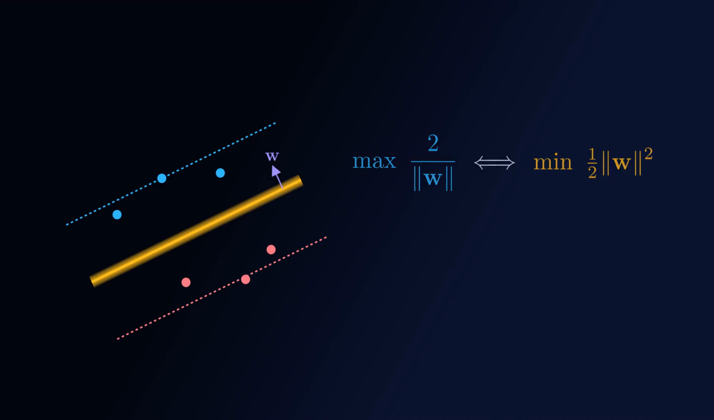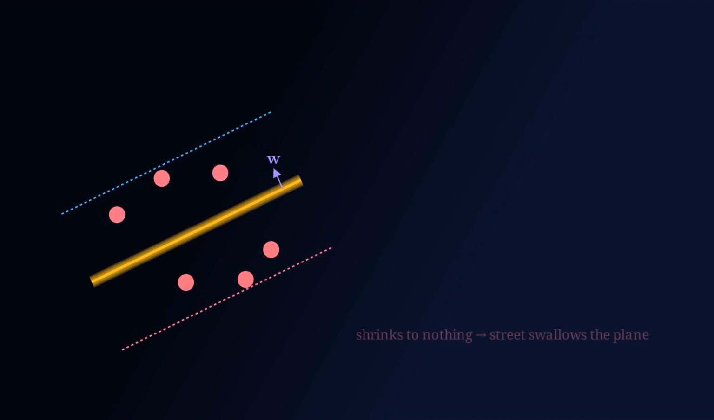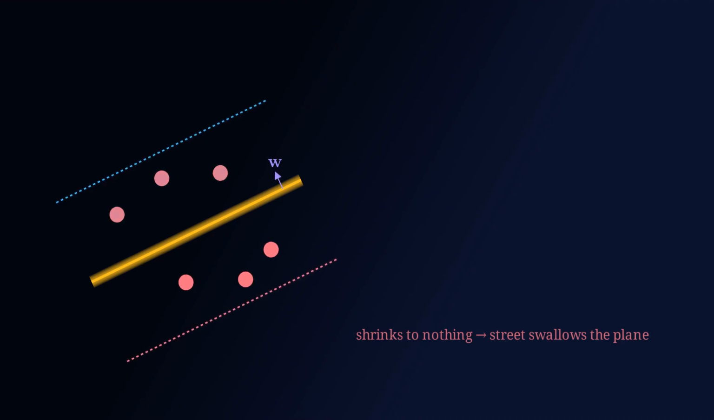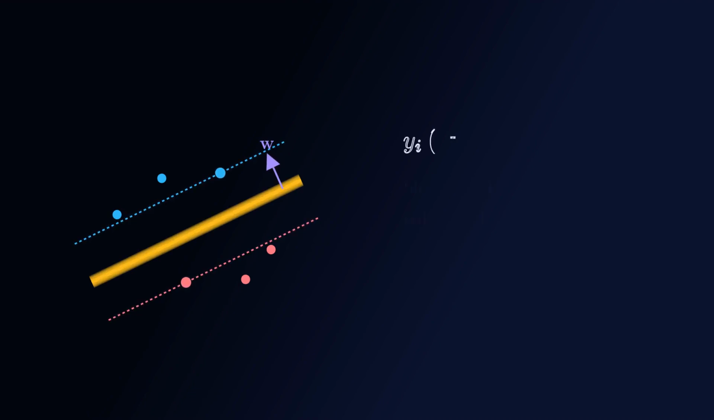But we can't shrink W to nothing, or the street would swallow the whole plane and misclassify everyone. We need a constraint. Every single point must stay on the correct side of its curb, off the street entirely. We write that constraint compactly. For every point, its label times the expression W dotted with x plus b must be at least 1. Blue points land at +1 or beyond, red points at -1 or beyond in the negative direction. This one inequality keeps every point off the street and on its proper side.